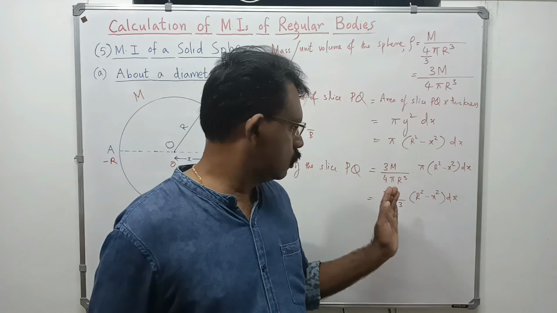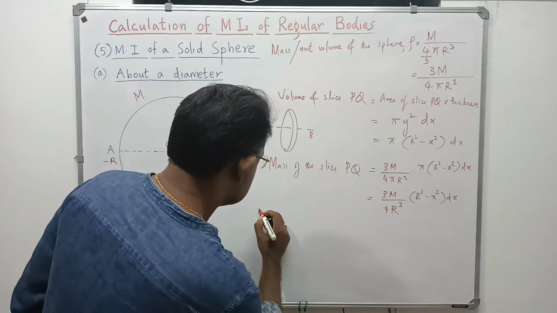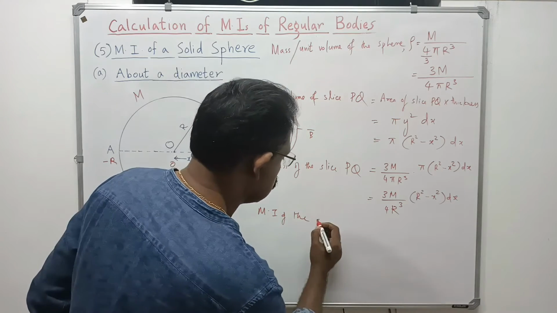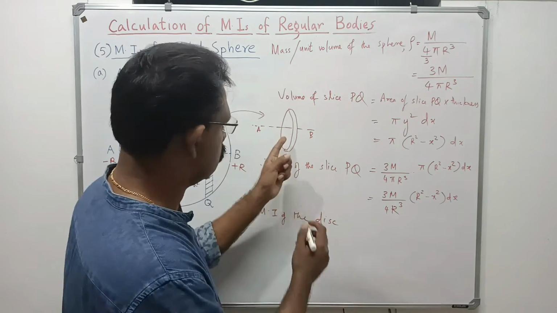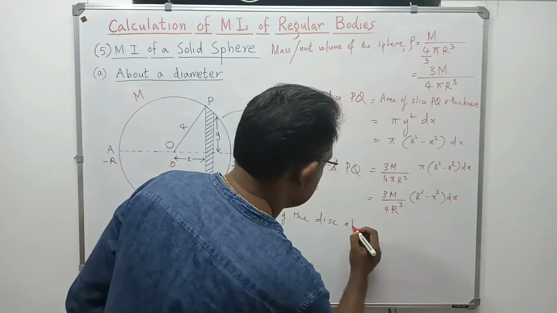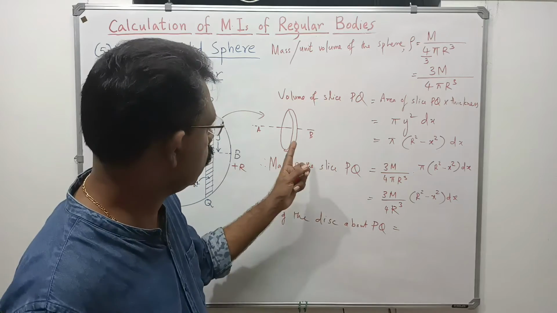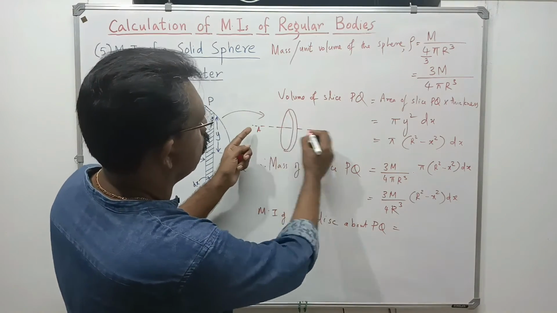Now after getting the mass of the slice, we are going to find the moment of inertia of this slice. The moment of inertia of the slice, which means it is a disk. Okay, it is a slice as well as a disk, about PQ. So this is the same problem we have discussed earlier. So this is a disk.